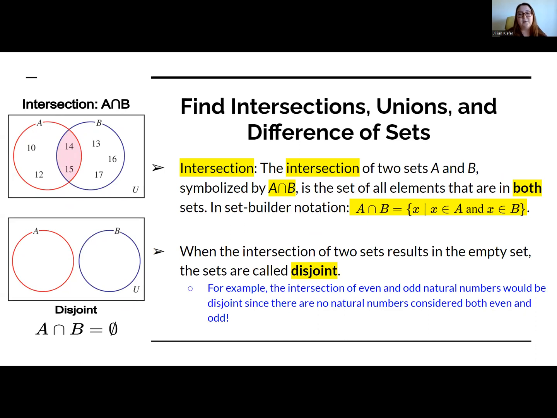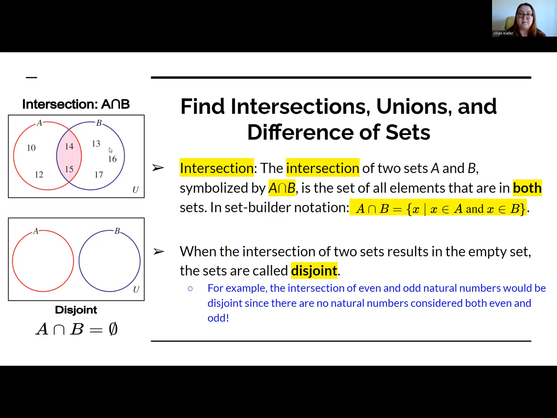So starting off with the intersection. The intersection of 2 sets, A and B, which we symbolize by writing A, B with an upside down U in between. We say that's the intersection symbol. It is the set of all elements that are in both sets. Both. It's the overlapping part. It's not A and B and both, because that's the union. The intersection is in both. What is in both sets?